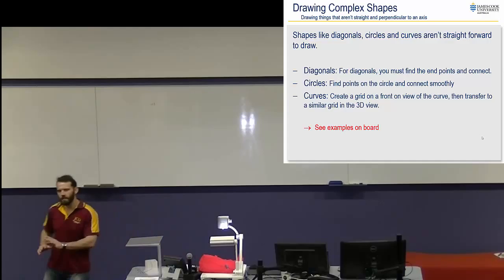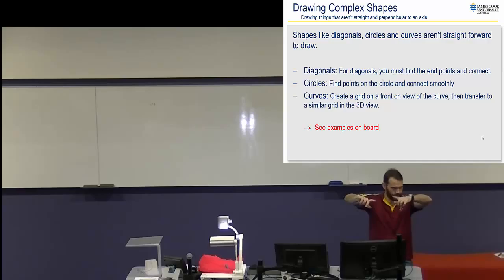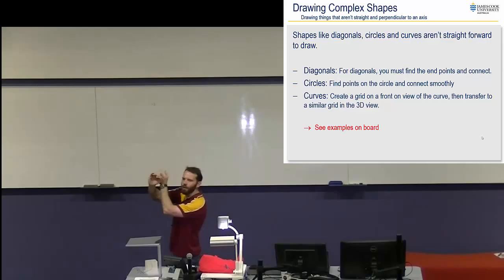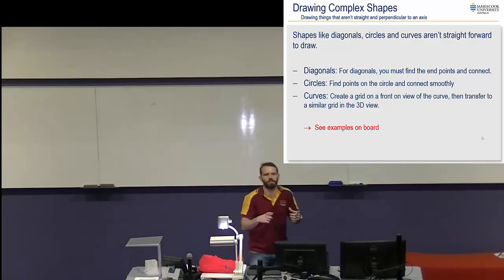Square shapes are pretty straightforward because we can draw boxes and we understand the idea of a box in a front view going onto a grid that's at an angle, but we can still interpret that pretty well. Diagonals, circles and curves are more complex to visualize in our mind. They're more complex to do. They're actually relatively straightforward if you still interpret life as a grid.